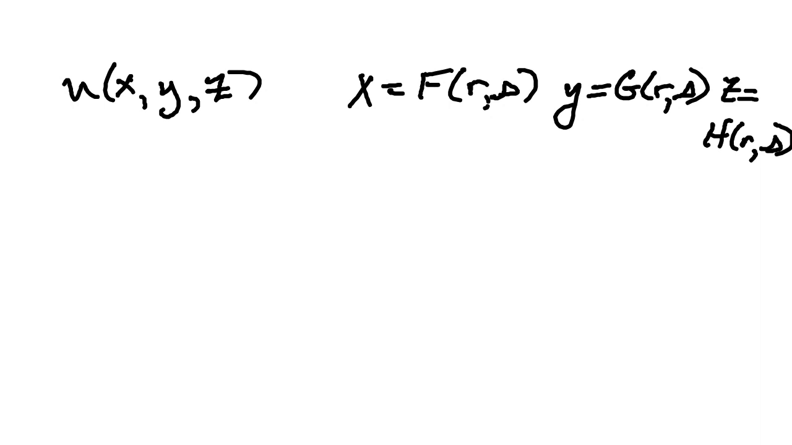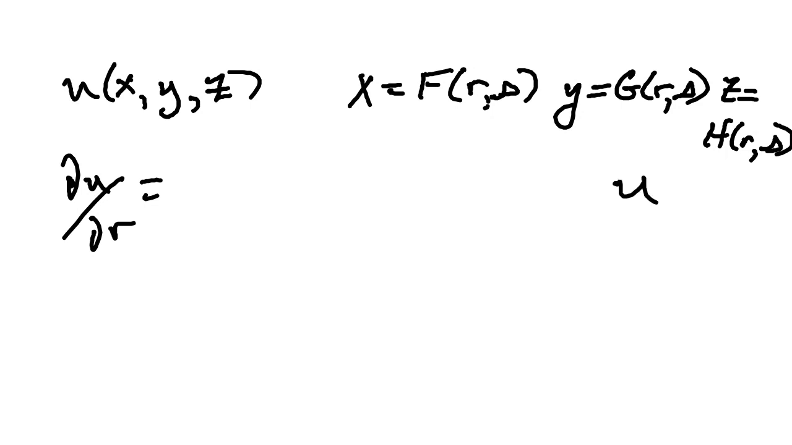So if I wanted the partial of u with respect to r, how would I come up with that? Well, I could use that tree diagram, right? To kind of come up with this, or I could use the concept, but let's try it with the tree diagram first.